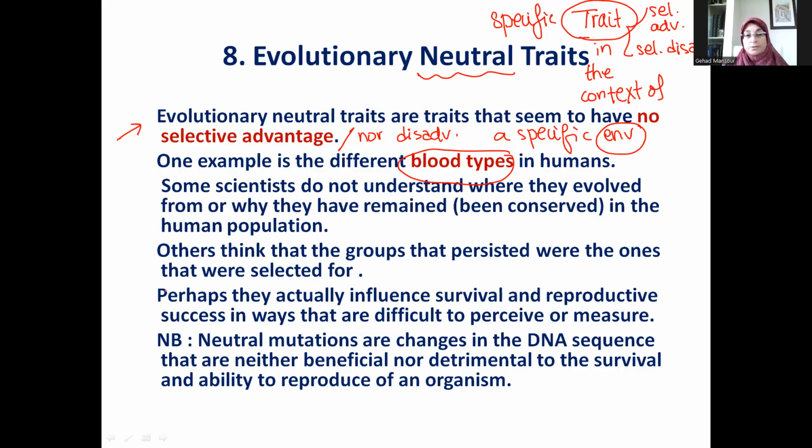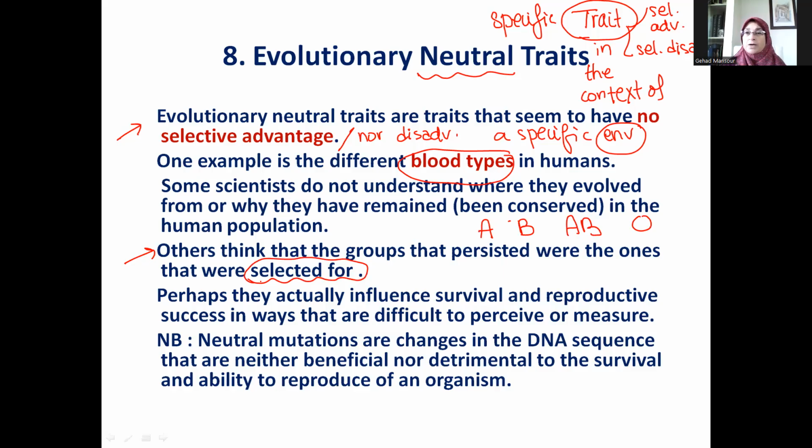There are other scientists who have another hypothesis. They say that they are not, of course, okay with the previous opinion, and they say, how come they do not have a selective advantage? We think that those blood groups that have persisted in populations up till now, like blood group A, blood group B, blood group AB, and blood group O, are the ones that were selected for.